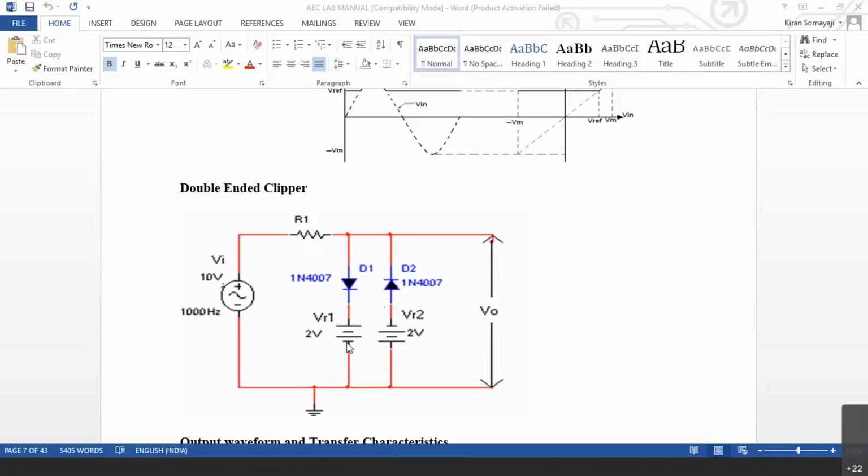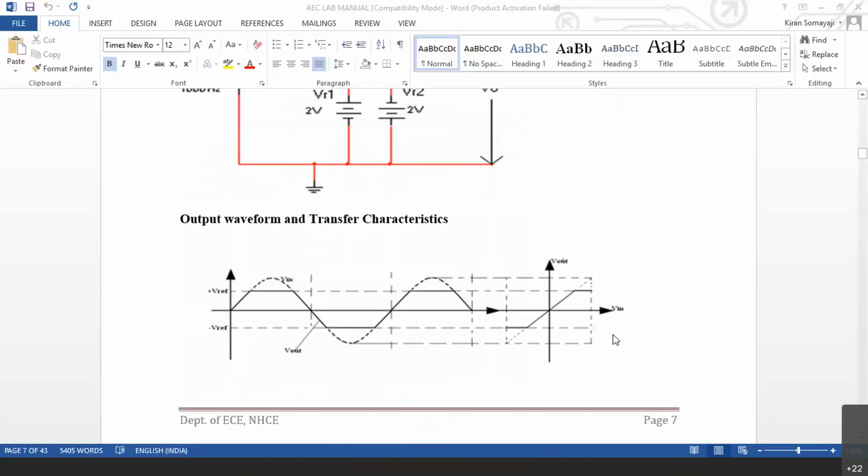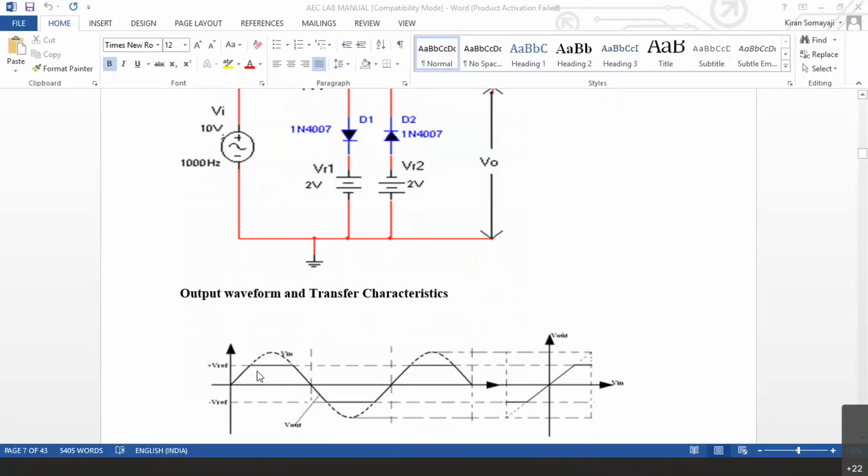Now for this particular circuit, what is the output waveform here? You can see the output waveform here. For this particular circuit, beyond 2 volts, there will be no output in both cycles, both in positive cycle and negative cycle. So you will have a transfer curve like this. Beyond the reference voltage, there will be no output even if the input increases. That way, this is the transfer curve.